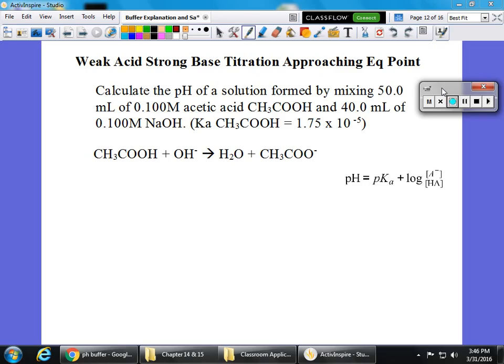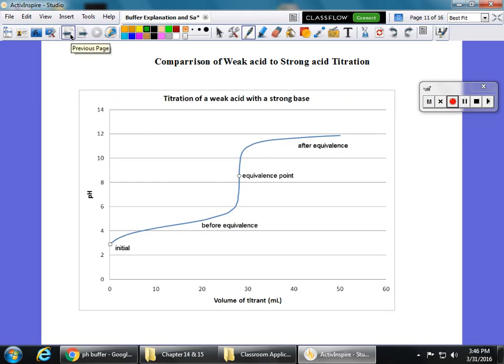In this one, if we read this sample, I've used a lot of the same information, except you'll see that I have changed this one. It's different from the last one. We're mixing 50 milliliters of 0.1 molar acetic acid. The acid's the same, but now I've added 40 milliliters of 0.1 sodium hydroxide. In the last one, it was 25, so we were at the half equivalence point. Now we're at a point that's past the half equivalence point.